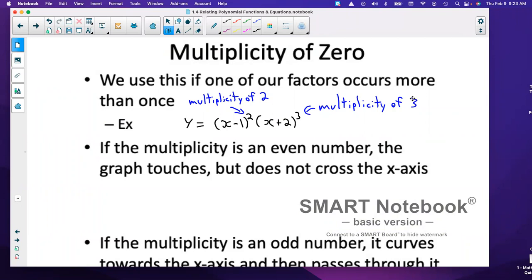Now, if the multiplicity is an even number, depending on which direction we're coming at our axis from, it'll look slightly different, but essentially mirrored. If it's an even number, the graph touches our axis at the intercept point, but does not cross. So if we're already above our x-axis, it's going to come down, touch our axis, and turn around. If we're below our x-axis, it's going to come up, touch our axis, and go back down.